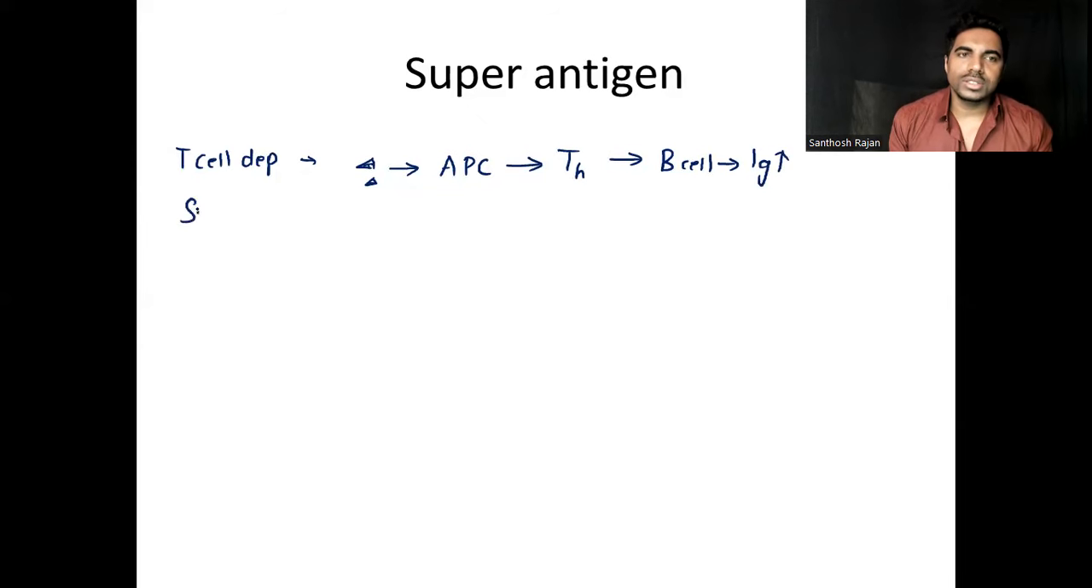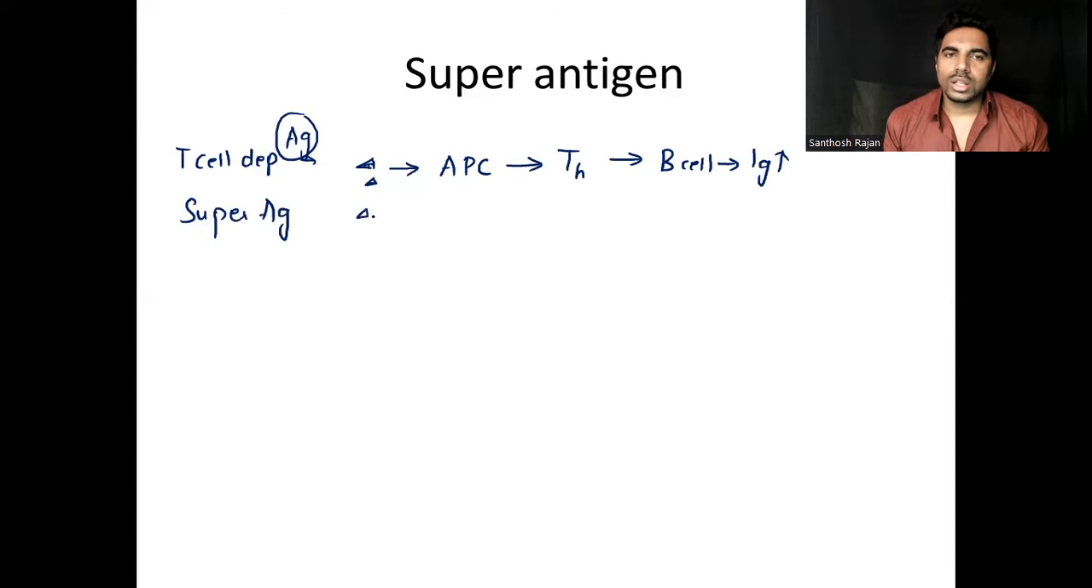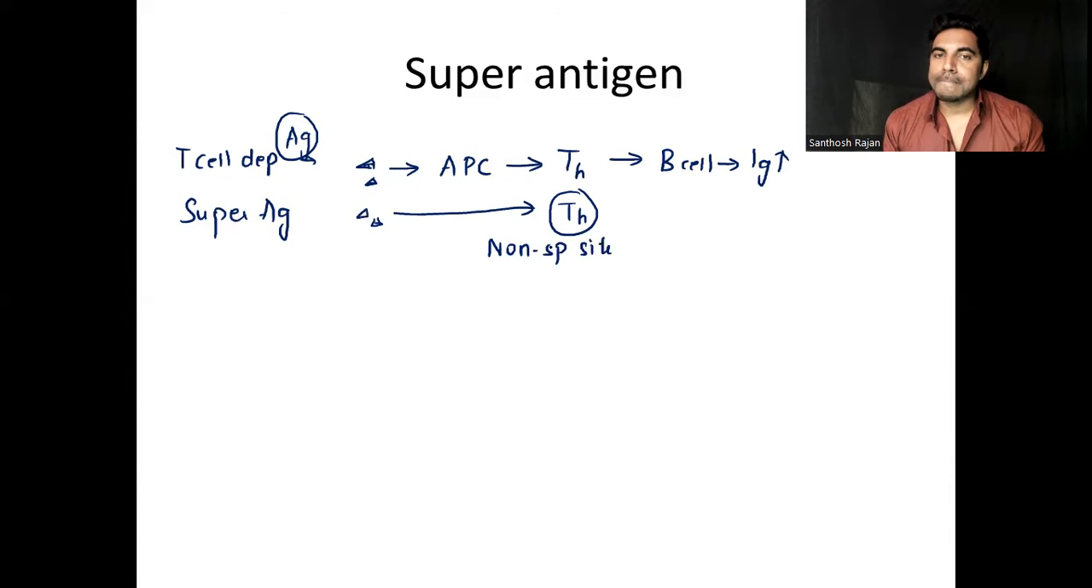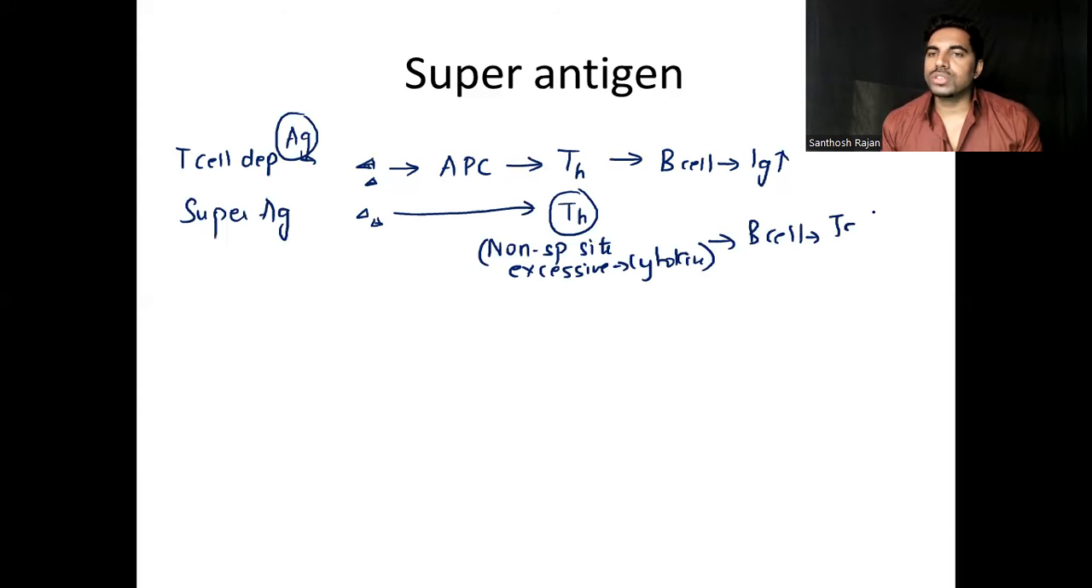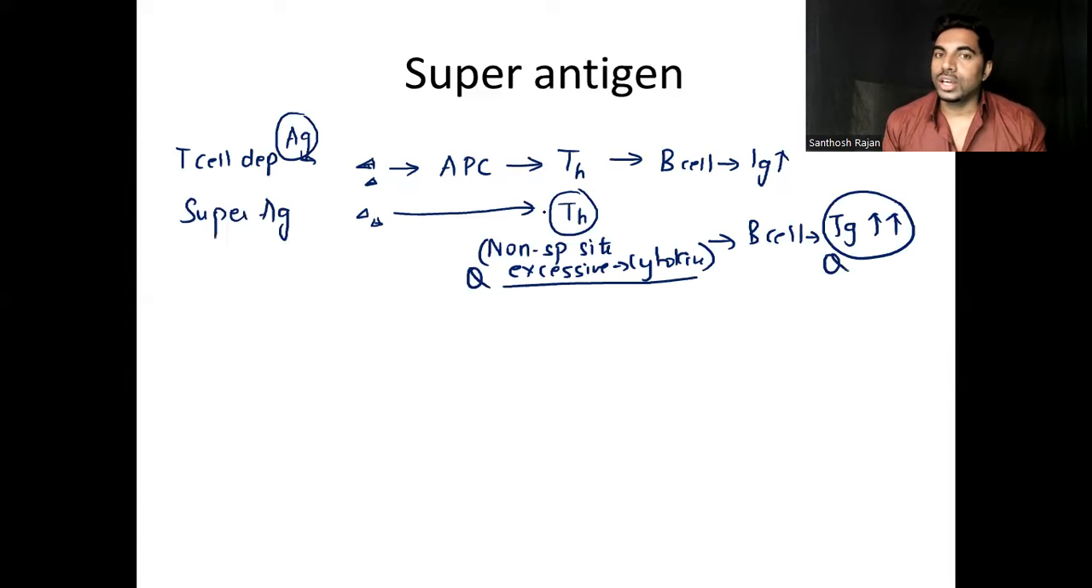Okay, but what happens with superantigens? This is the T cell dependent normal antigen, but for superantigen, they bypass. There is no antigen presenting cell. Directly, they act on the T helper cell or T killer cytotoxic cell, but non-specifically, at a non-specific site. Excessive cytokine is released that leads to hyperactivation of B cell and there will be so much immunoglobulin. You should know excess cytokines and excess immunoglobulin, but it attaches not to the usual site of the T cell, it attaches to non-specific other sites, so the reactions will be very, very bad. That's the superantigen.